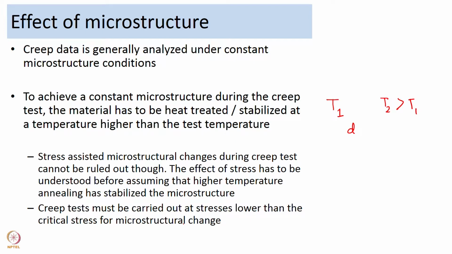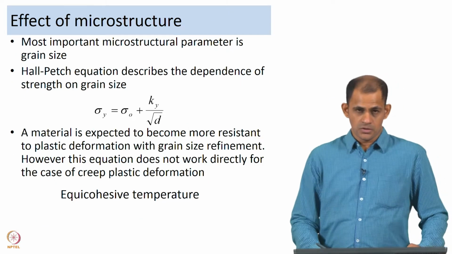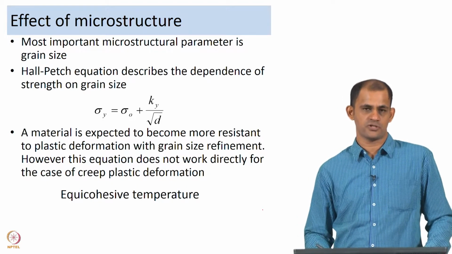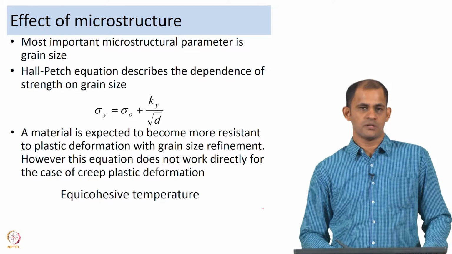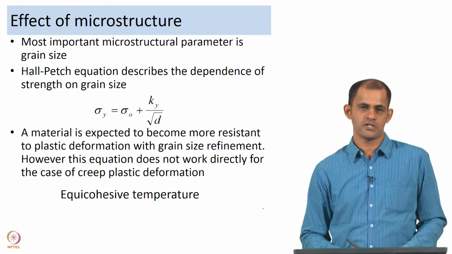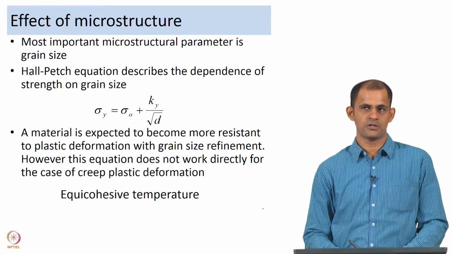So, now what is the effect of microstructure? This part was about stabilizing the microstructure. You want to keep the microstructure constant for carrying out your creep tests and analyzing your data. So, what exactly happens when the microstructure is different? If you have a finer grain size or a coarser grain size, how does it affect the creep data? Microstructure could mean different things, but the primary microstructure descriptor is the grain size. It is the most important microstructural parameter. Now, we all know very well that the Hall-Petch equation describes the dependence of strength on grain size.